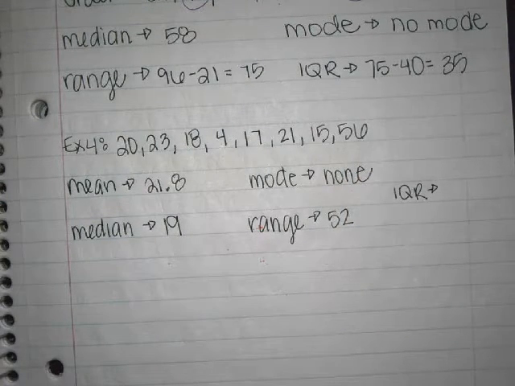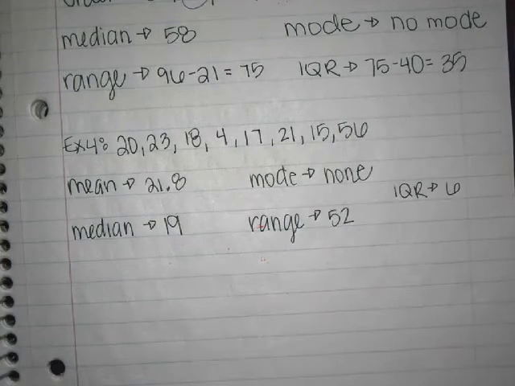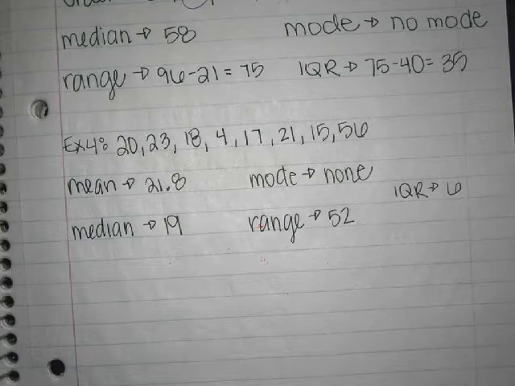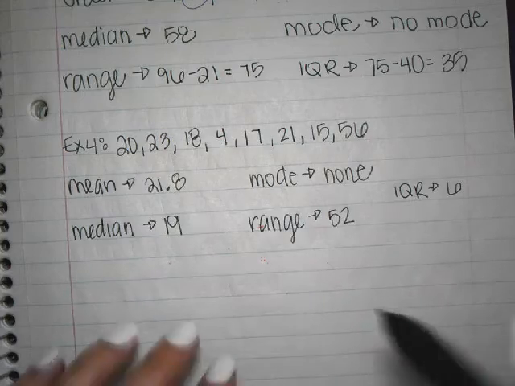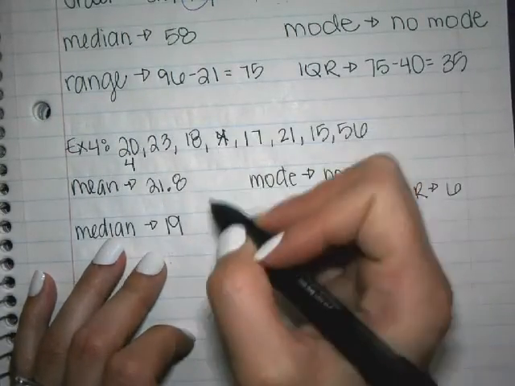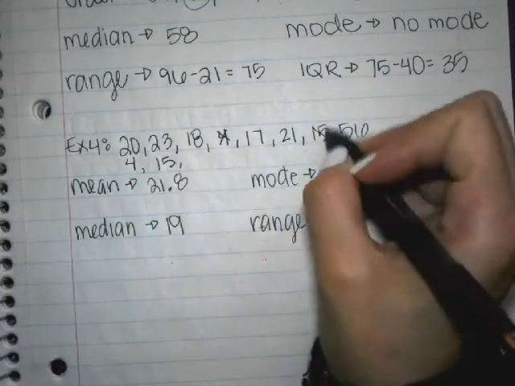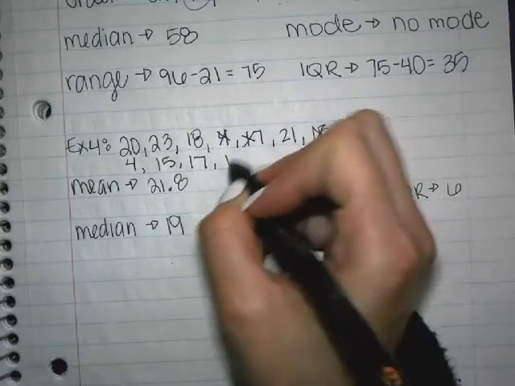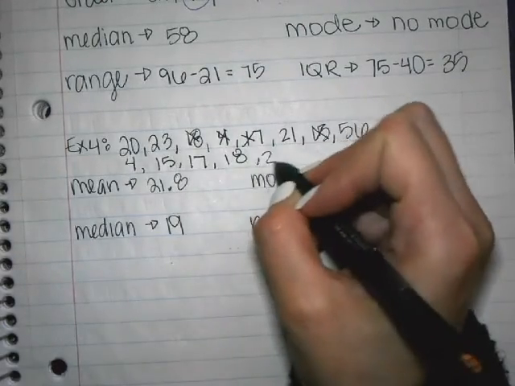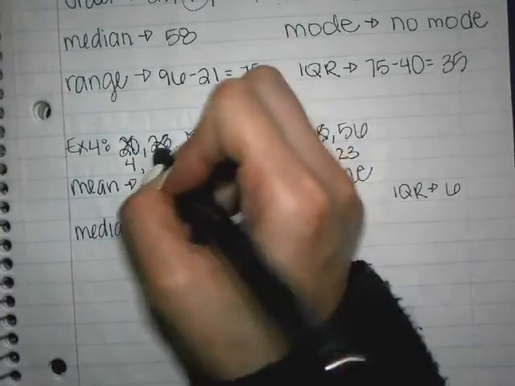IQR. What did you tell me? 6? Yeah. Do we all agree with 6? I don't have the answer off the top of my head, but I can figure it out. If we do the order, we should have 4. What comes after 4, guys? 15. Then what? 17. Next? 18. Next? 20. Next? 21. 23.